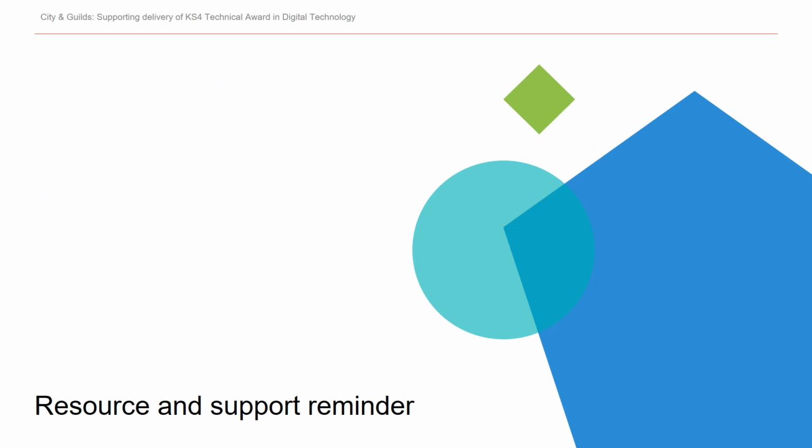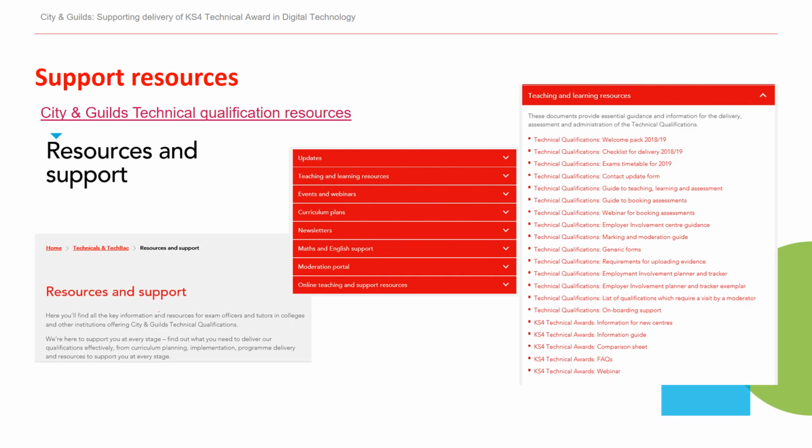So this next section is where to find the resources and support available to you. This slide shows you a screenshot of where you can find all these resources. They are all free to download and provide information to help with your delivery, teaching and assessments. There is a dedicated section for Key Stage 4, as you will see on the right side of your screen, with resources and support available for teaching and learning, curriculum plans, help with Maths and English support, and all of your online teaching and support resources.